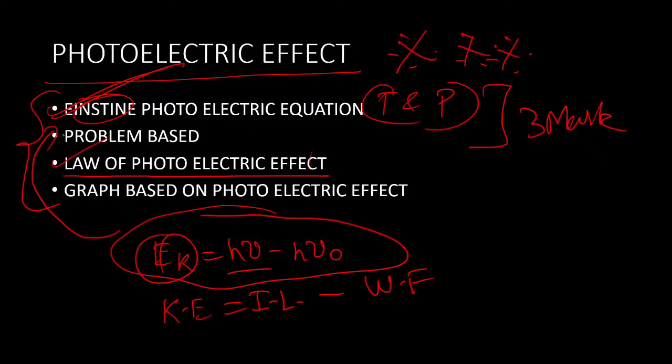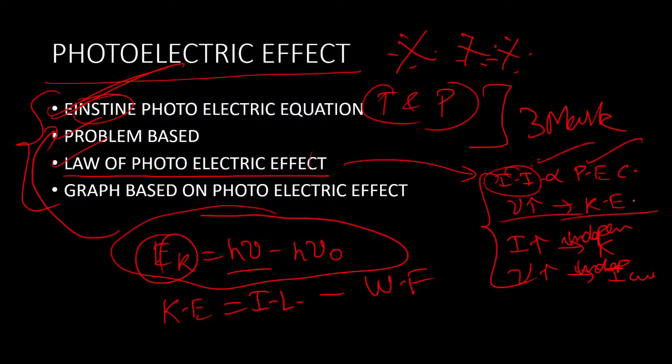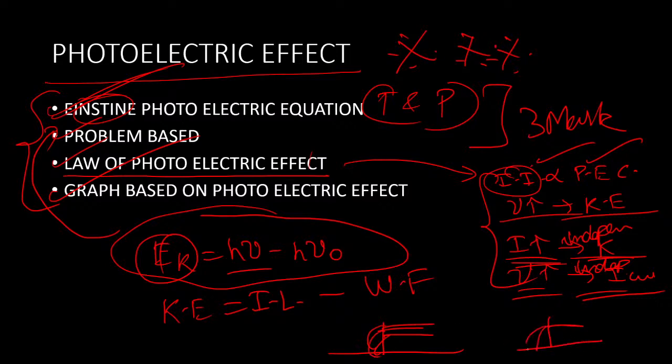Law of photoelectric effect, another important question. What is the law of photoelectric effect? Intensity of incident light is directly proportional to the photoelectric current. If frequency increases, kinetic energy will increase. Intensity increases, kinetic energy is independent. Frequency increases, photoelectric current is not going to increase, it's independent. I will repeat, this law is very important. But intensity is independent of kinetic energy, and frequency is independent of photoelectric current. The graphs from this chapter, this kind of graph and this kind of graph, are very important.